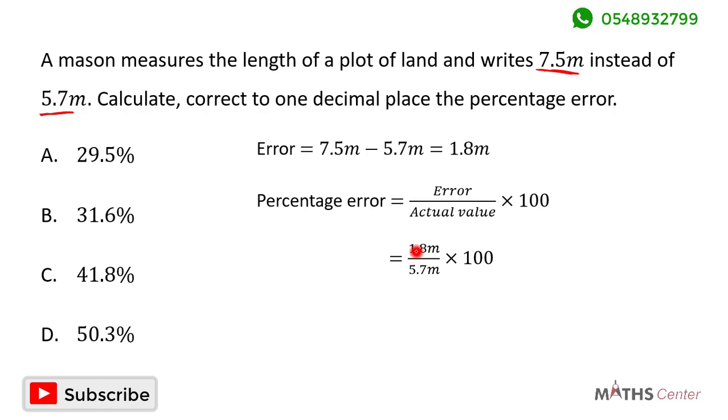So when we divide 1.8 meters by 5.7 meters and multiply the result by 100 and correct the answer to one decimal place, we will have 31.6%. So it means that the percentage error is 31.6%. When we look through the options here, the correct option is option B, 31.6%.